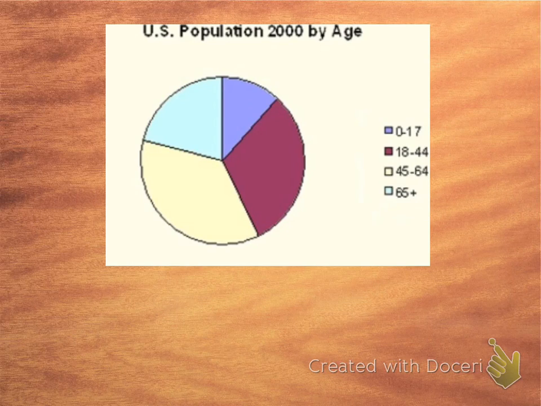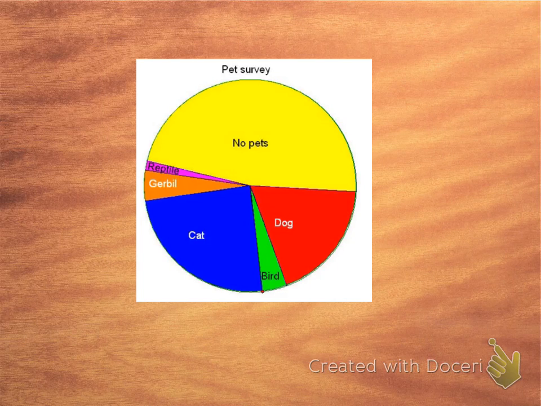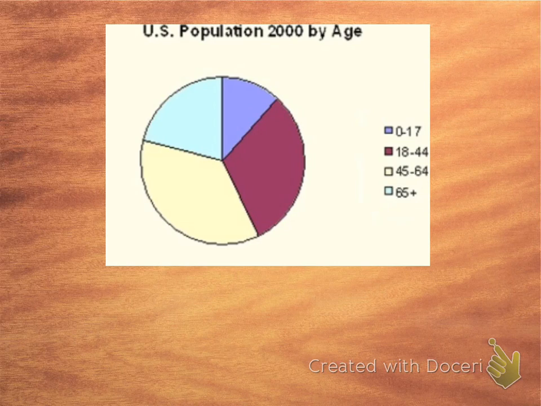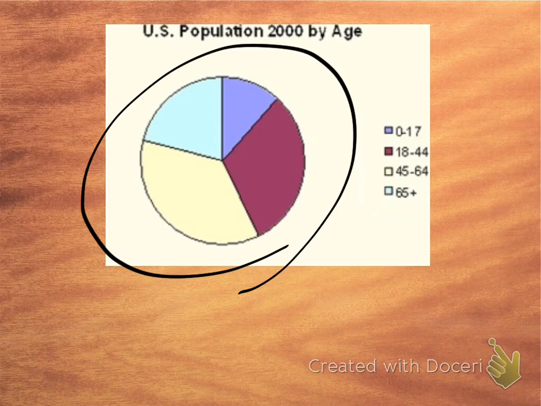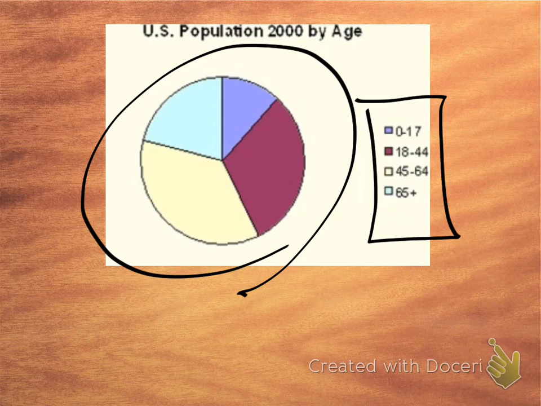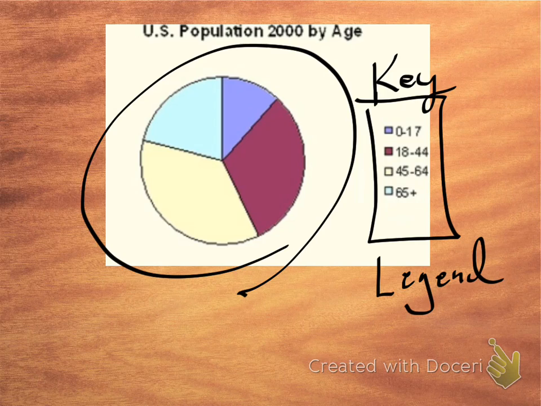Here's another one. A lot of times the circle graph, like the one we did with the pets, actually has the labels written in, and at the top it had pet survey. Notice that this one does have a title over it. It's the U.S. population in 2000 by ages. This one doesn't have any data over here, does it? All the data is over here, and this is called either a key or sometimes a legend. And that's where we find what the different colors mean.